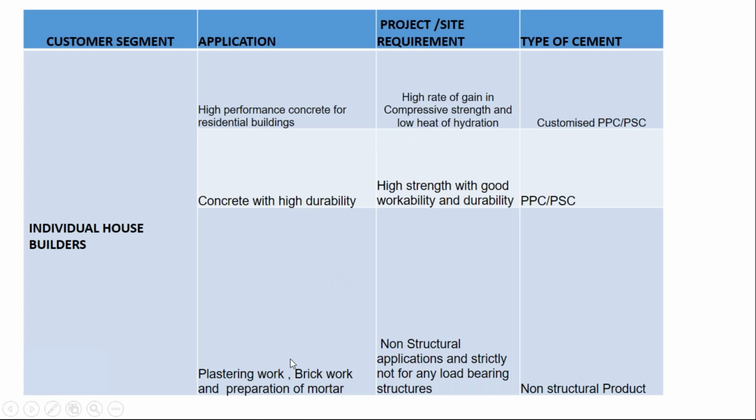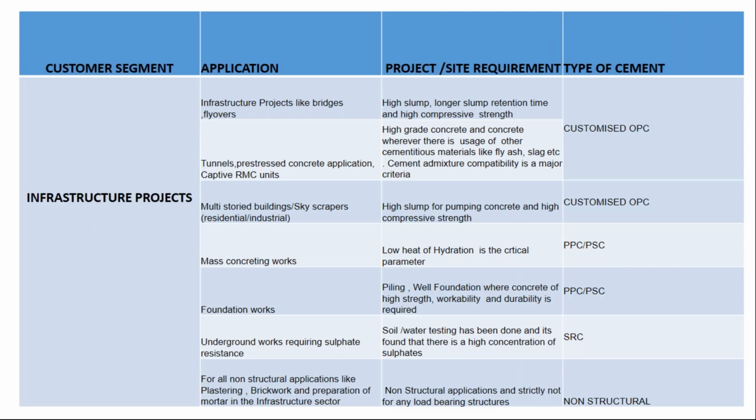And when it comes to plastering works, brickwork, there are places where even OPC 53 is being used for such applications, which must not be the case, because OPC 53 is not suitable for plastering or non-structural work. So within the same residential construction, you will find different types of cement can be used based on the type of concrete that one wishes to have.